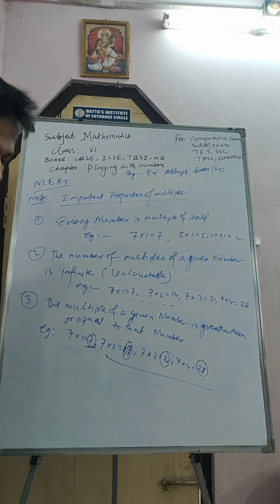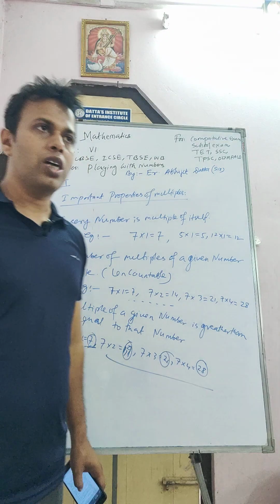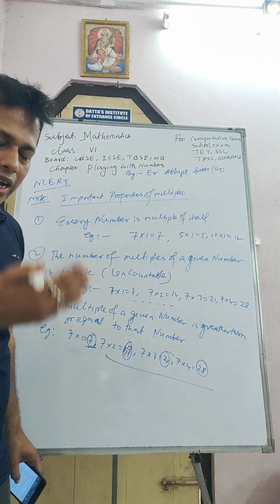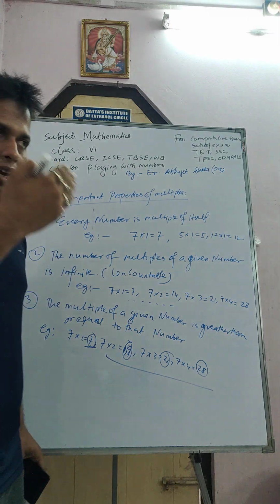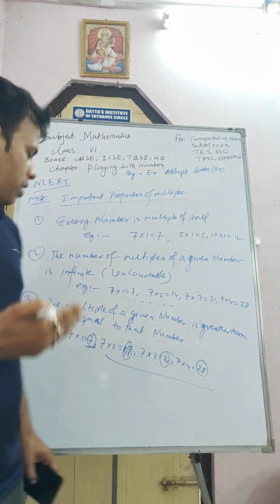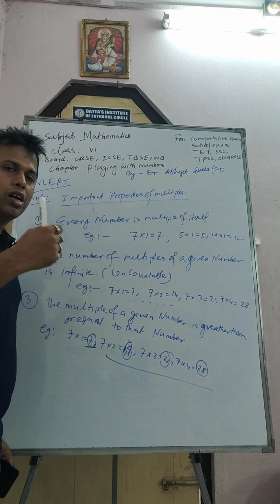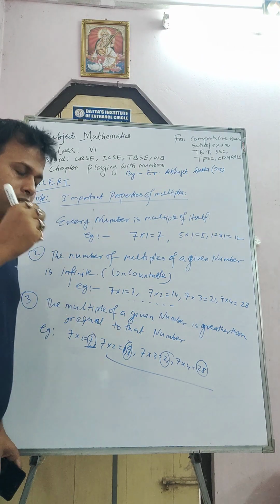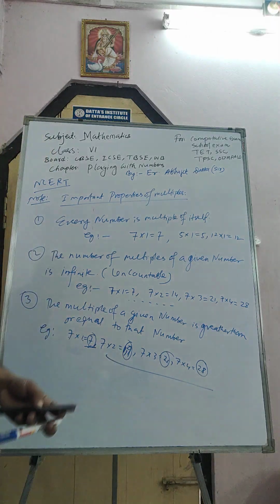You have to remember, in factors, the factors are equal to or less than the number, but in multiples, in multiplication, the multiples are equal to or greater than the number. Okay, so these are the properties.